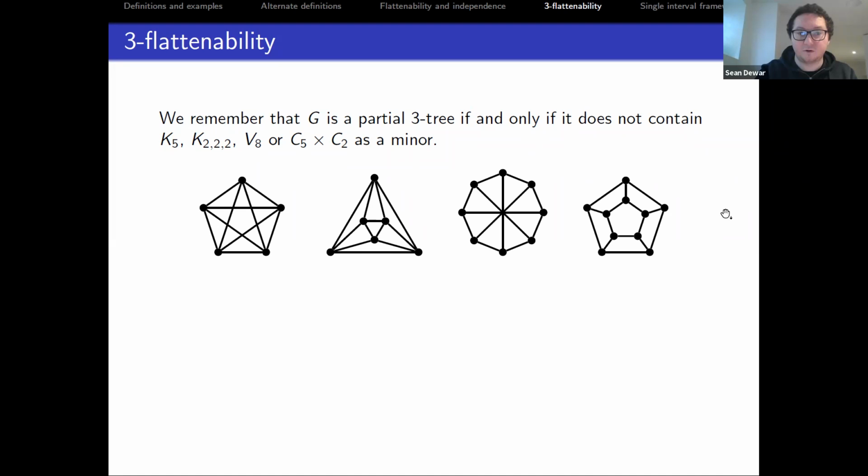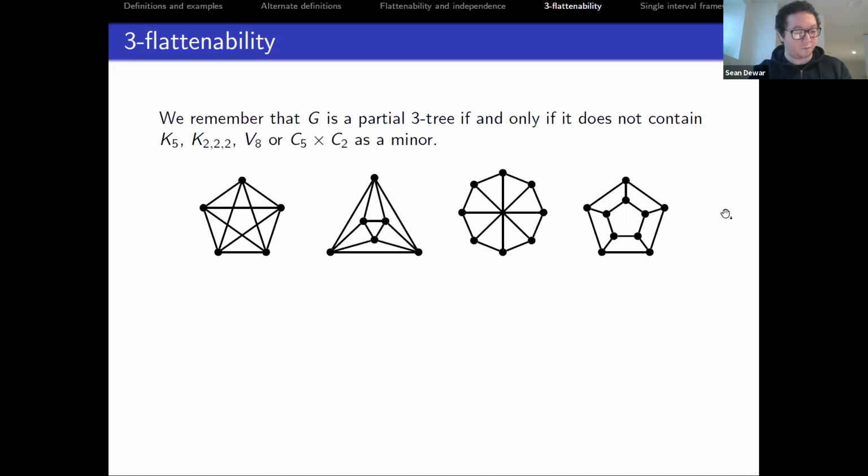Okay, so with the previous cases, partial 1-trees is the same as being 1-flattenable, and partial 2-trees was the same as being 2-flattenable. But partial 3-trees is not the same as being 3-flattenable. And we're going to discuss that.